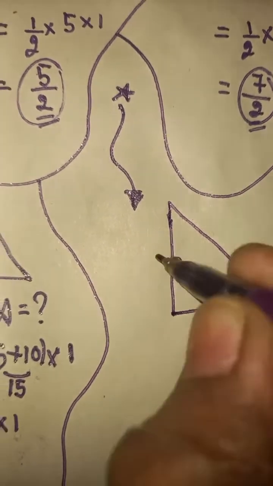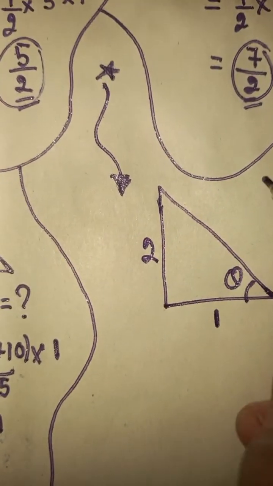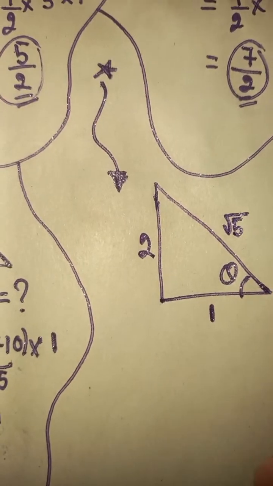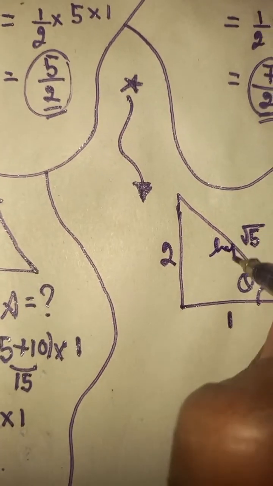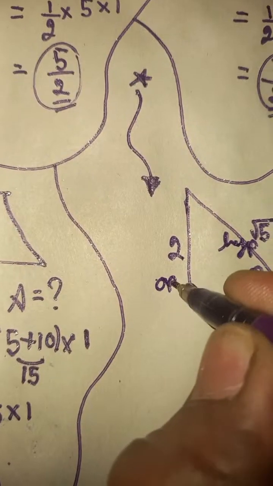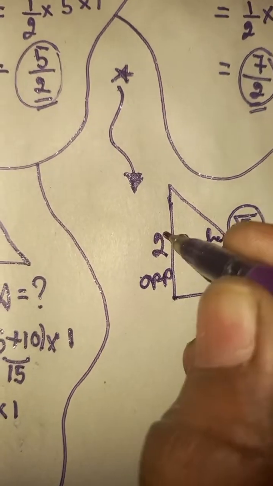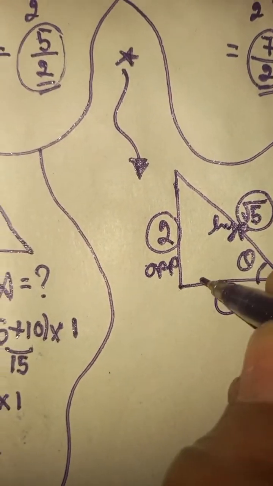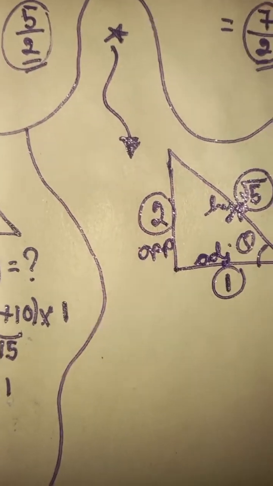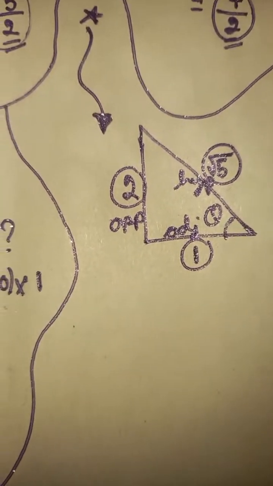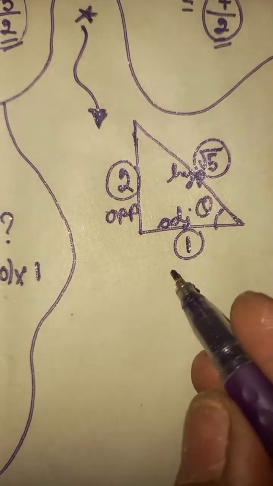This side is 1 unit, this side is 2 units. So the hypotenuse becomes root 5 units. This is the hypotenuse, this is opposite, and this one is adjacent. When all of them are together, you can start by doing the problems.